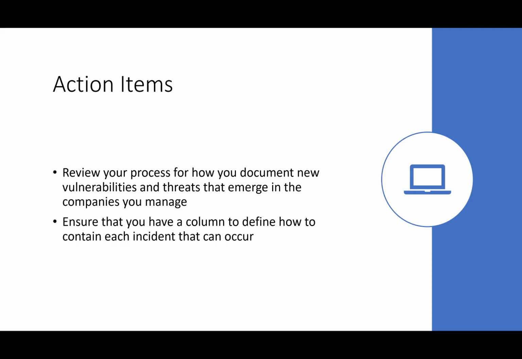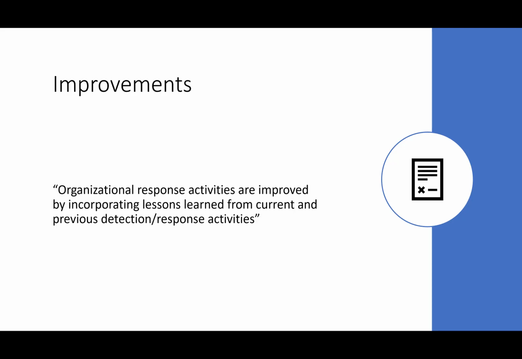So some action items here: review your processes for how you document new vulnerabilities and threats into your company. Evaluate what you document today. What other columns can you use in there? The great one that I don't think many people are doing is, how did you mitigate it? How did you go in and break it down to the sense where it was contained really quickly? How can you do that as quick as possible for new vulnerabilities? Should be always something that you're asking yourself.